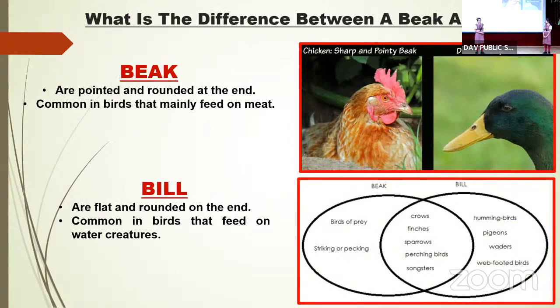What is the difference between a beak and a bill? All of you must have heard about beaks and bills, but you are often confused. What is the difference between them? The beaks are pointed and rounded at the end. The beaks are found in those birds who mainly feed on meat, like the birds of prey and striking or pecking birds. Whereas the bills are flat and rounded on the end. They are found in the birds who feed on water creatures.